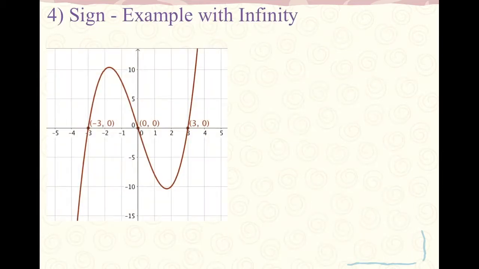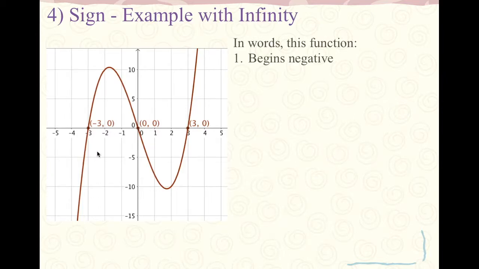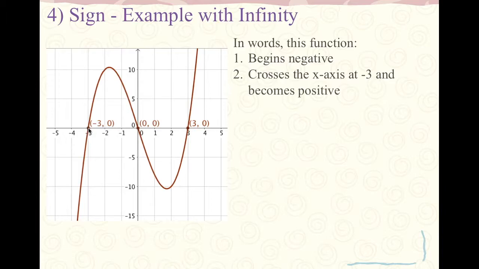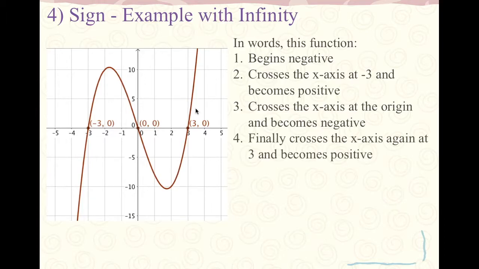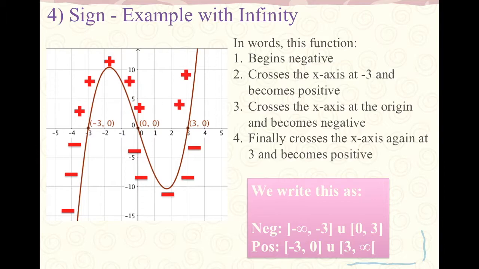And again, with infinity, in words, this function first begins negative, then crosses the x-axis at negative 3, becomes positive, then crosses the x-axis at the origin, becomes negative again, and then crosses the x-axis again at 3 and becomes positive. To help you out, I've marked positives and negatives, kind of like what I did with the arrows, so it's easier for me to visualize personally.